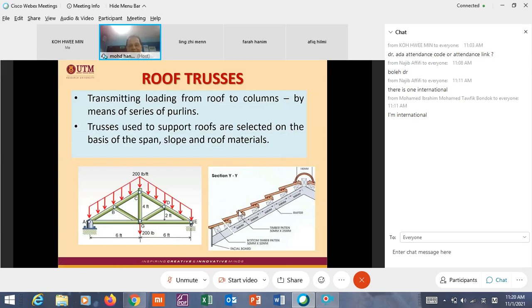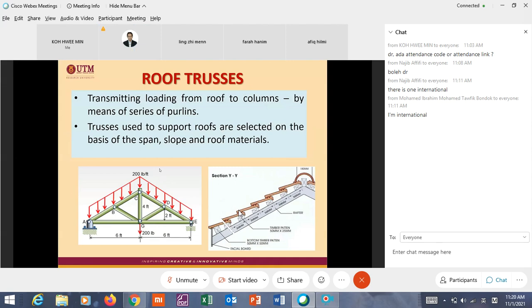So what is a roof truss? There is not much difference between a roof truss and a bridge truss. The difference is only that the bridge truss is bigger than the roof truss. A roof truss transmits loading from the roof to the column by means of a series of purlins. This is the roof truss, and this is the loading.